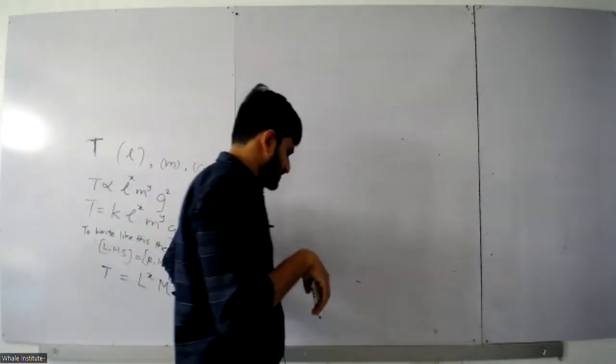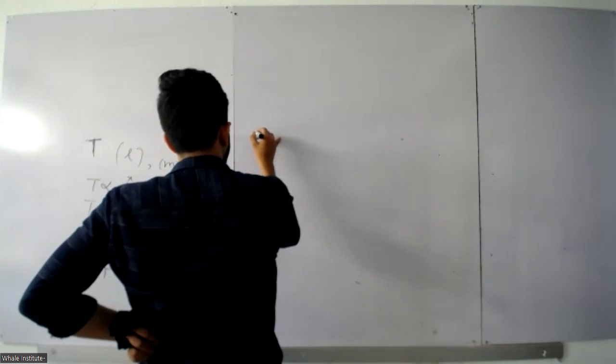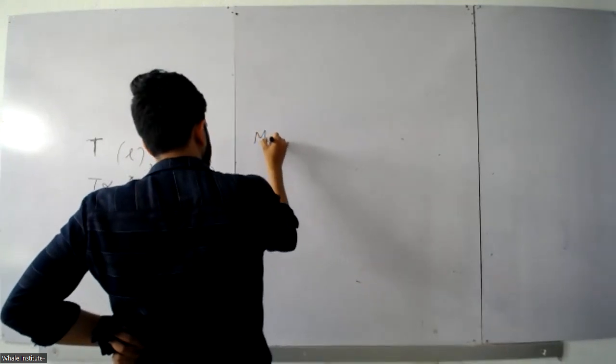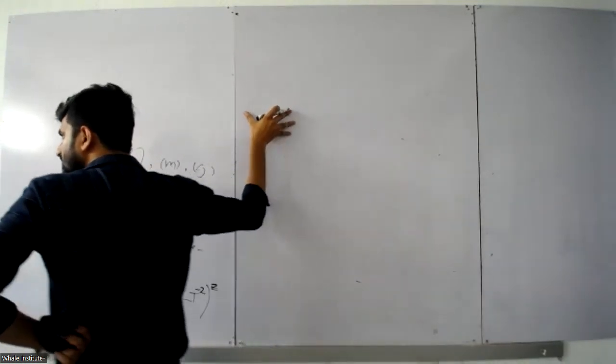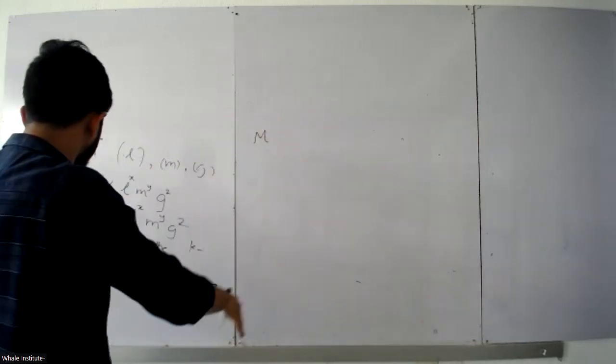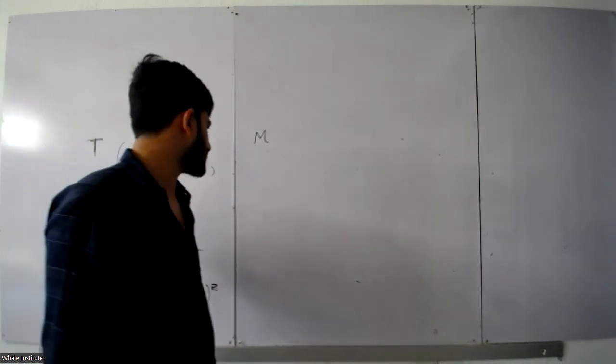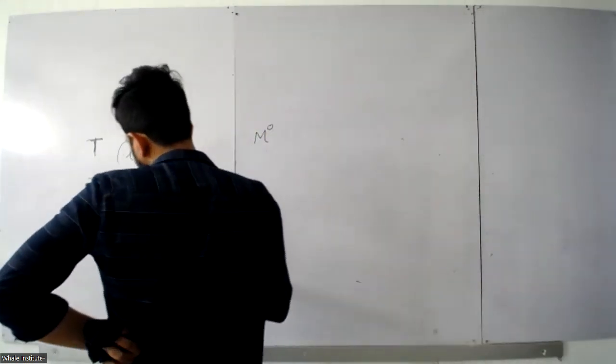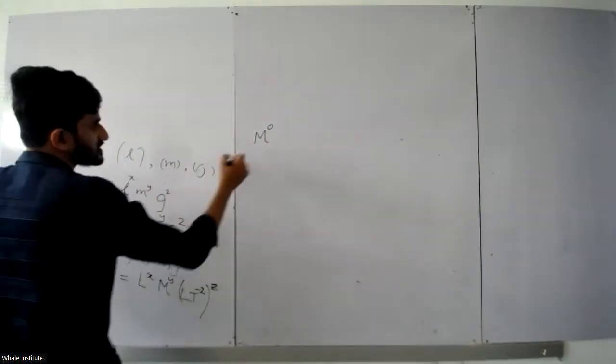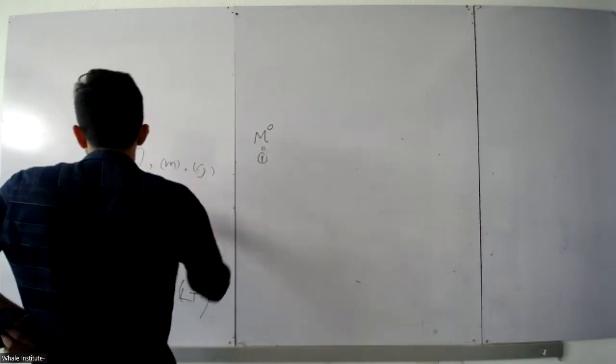Now you have to compare the bases of the two sides. I am comparing the M base first. On the left-hand side there is no term relevant to mass, no M term, so the power should be 0. M to the power 0 means 1.